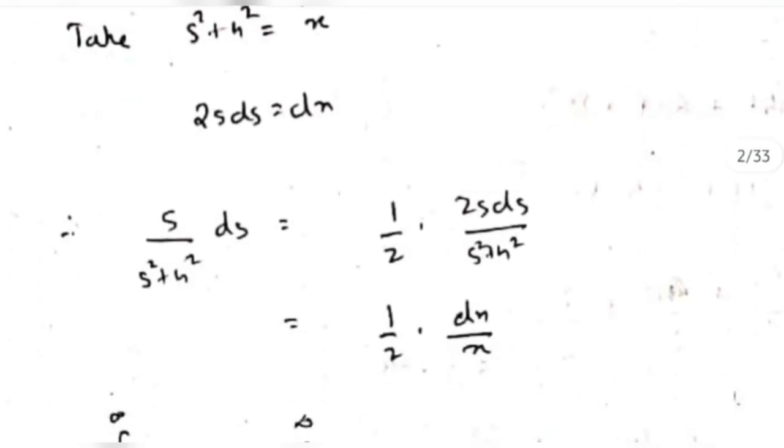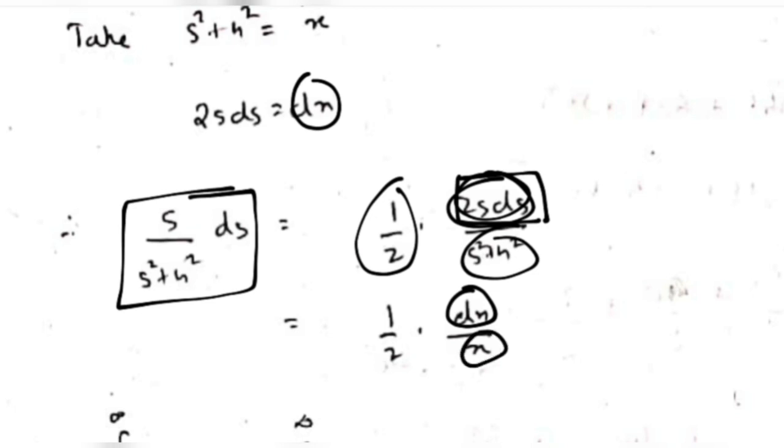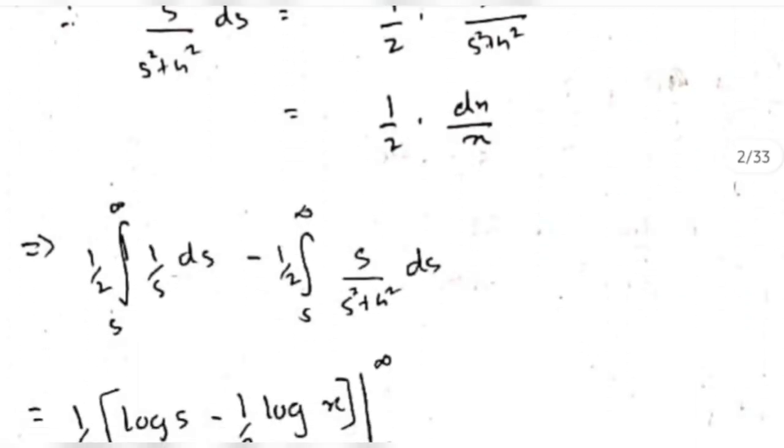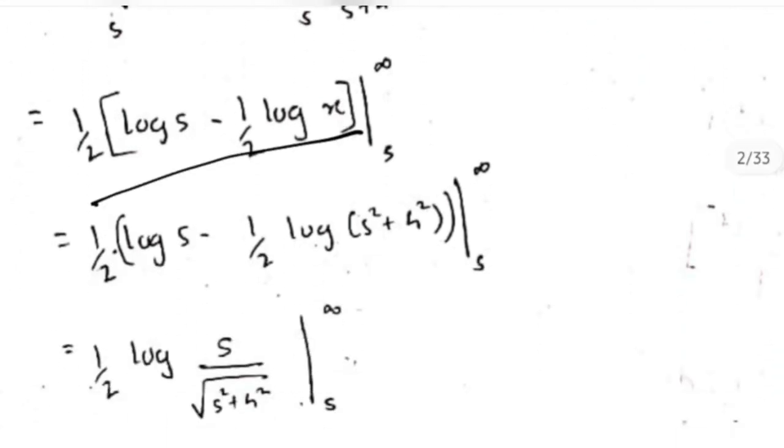Now this can be written as half, and I multiplied the 2 in the numerator and denominator, so I'll have in the numerator 2s ds for this substitution. Okay, so instead of this I'll substitute dx, and s square plus 4 square as x. Okay, so we'll be having this term half dx by x. Now we can find that integral very easily, that is nothing but half into log x. Now we will resubstitute back what we had replaced for x, which is s square plus 4 square, and then it's all just simplification.